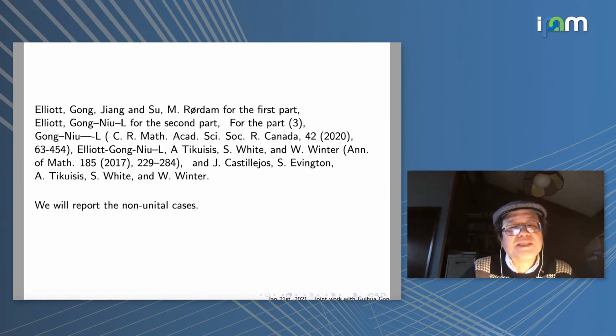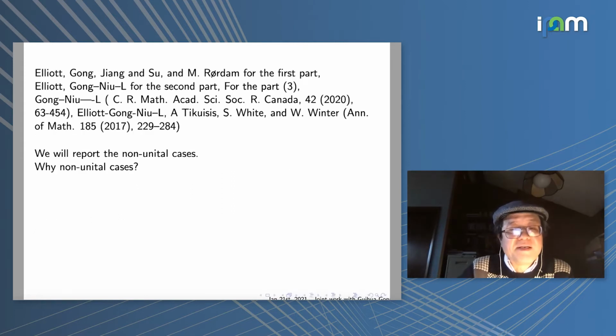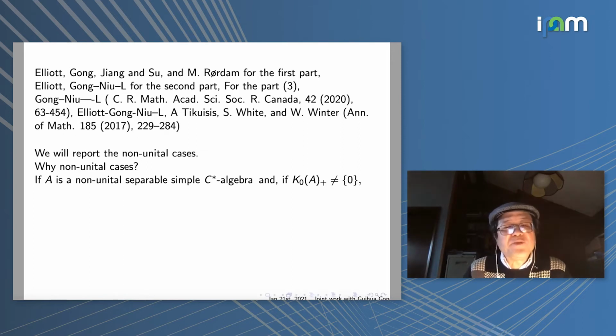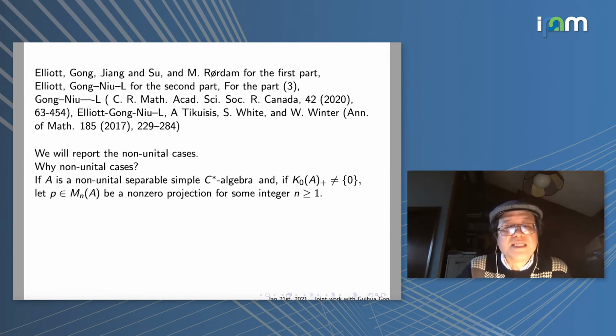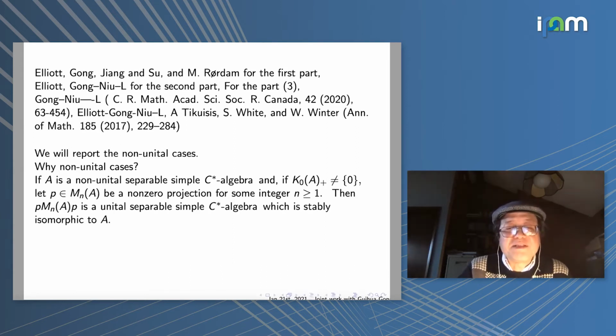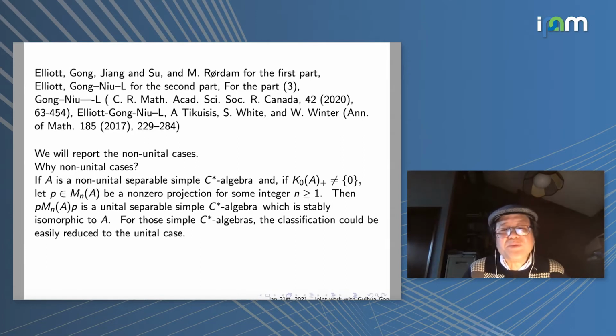We talk about the non-unital case. But why the non-unital case? Well, indeed, if you have a non-unital separable simple C-star algebra and assume the positive cone is not zero, then you will have a projection in the matrices. And if you cut down the matrix algebra by this projection, then you get a unital separable simple C-star algebra, which actually is stably isomorphic to A. So for those simple C-star algebras, the classification can be easily reduced to the unital case.